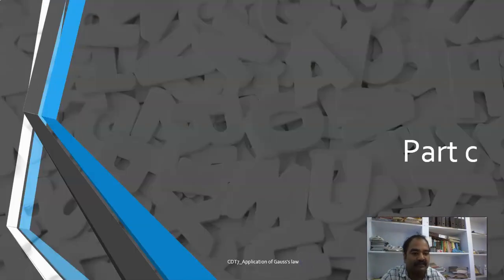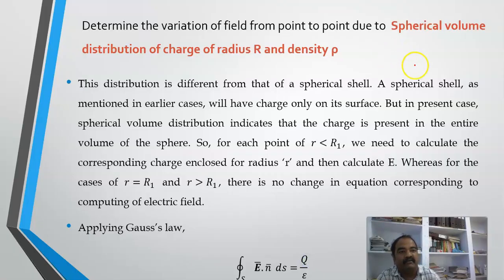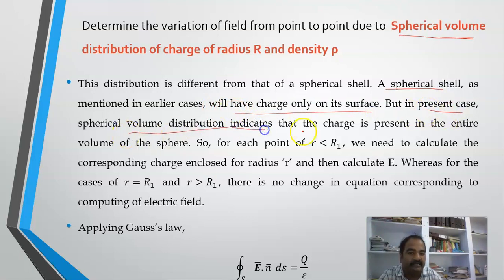Now we will move on to the third part, where I have a spherical volume, which means the distribution is completely different from that of a normal spherical shell which we have considered earlier. A spherical shell, as in earlier cases, has charge only on its surface. But in the present case, spherical volume distribution indicates that the charge is present in the entire component. Here, the charge is present everywhere.